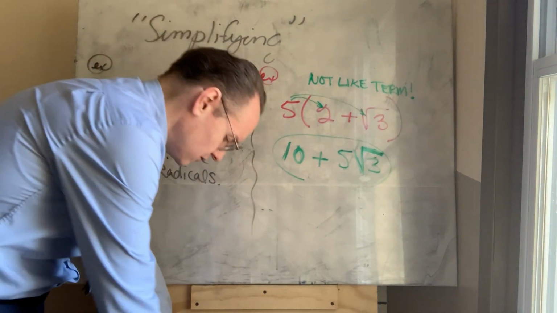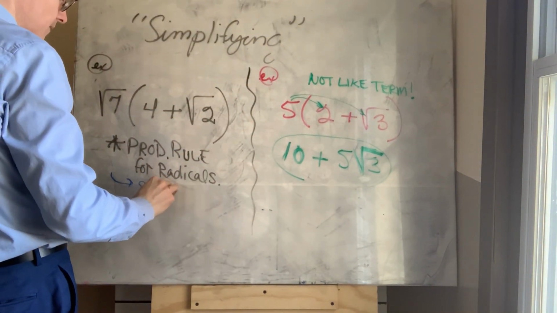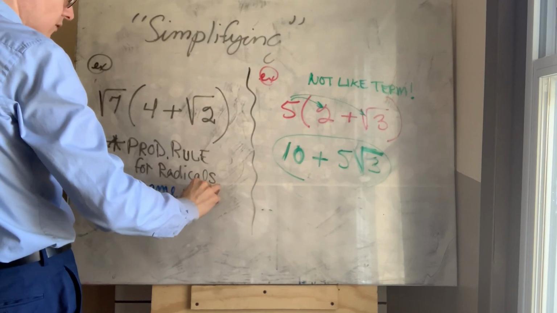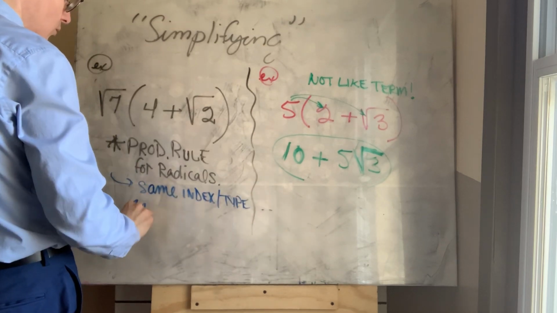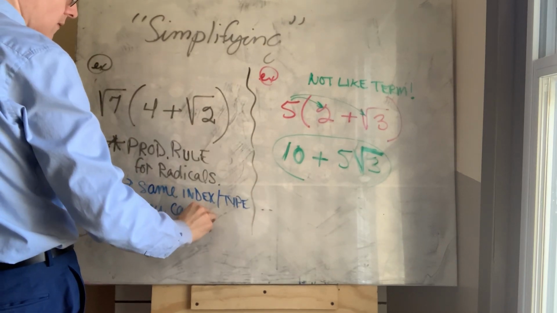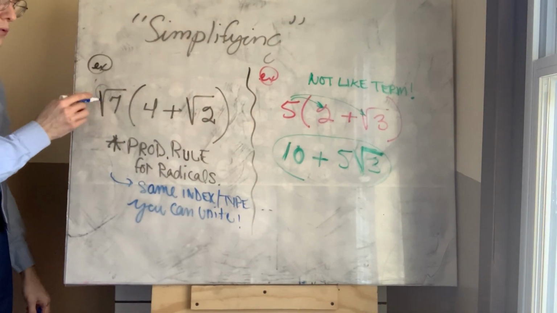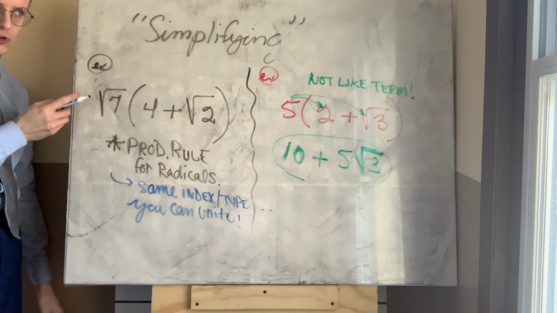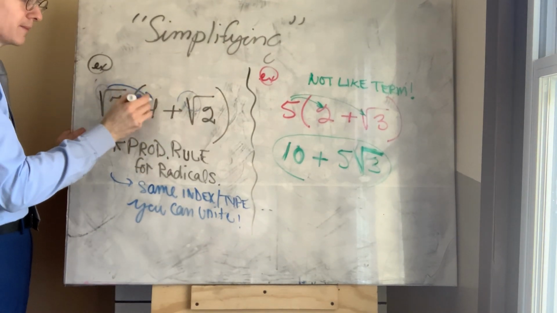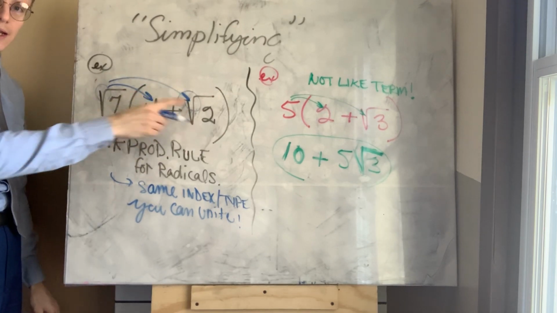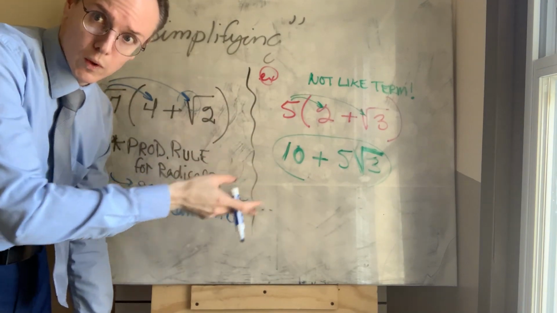As long as they are the same index, and the index refers to the type of root, you can unite them. This is a square root. If there's no index written here, you would assume it would be 2. Same thing here. So when we get to that point of multiplying by distributing, we can actually combine the 7 and the 2 on the inside of the radical if we want.